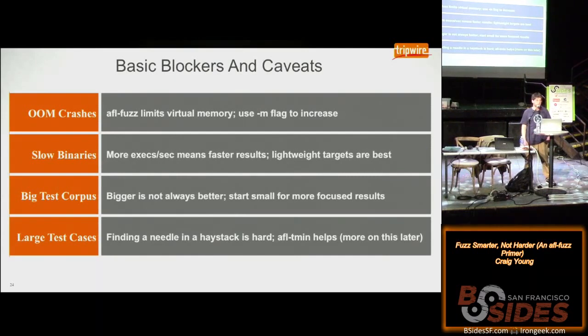Large test cases, finally, is another problem area. Of course, if you have a large test case or a large input file, it's probably going to take longer to execute through your target application. And another factor to consider: if you've got a larger file, that is more bytes that potentially need to be fuzzed, so the likelihood of fuzzing one specific byte in that file that might reveal a bug is going to be reduced. So you can minimize your test cases. This is something else we'll talk about in the next section.